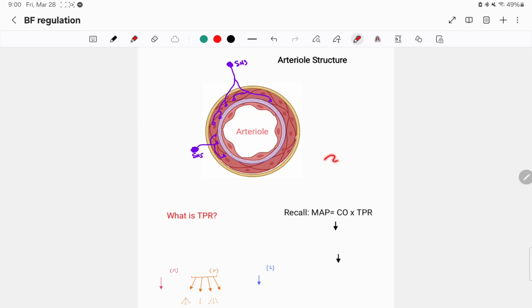So in today's video, we're going to talk about blood flow regulation in local tissues and systemic regulation. But before we do that, we have to talk a little tiny bit about arterial structure and total peripheral resistance because they are crucial in understanding the regulation of blood flow.